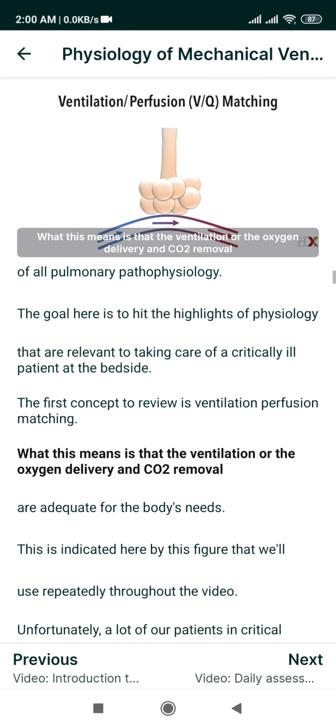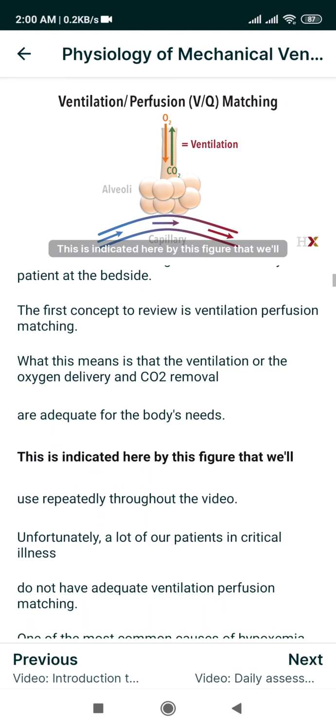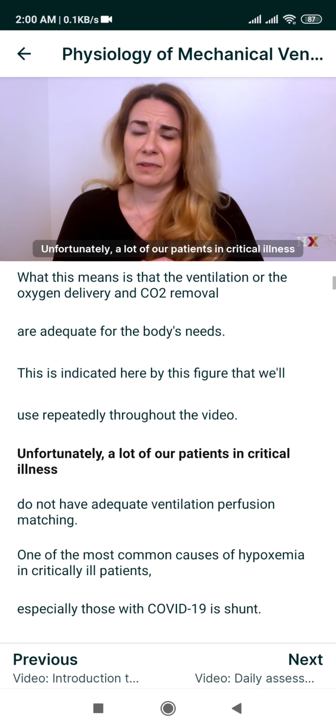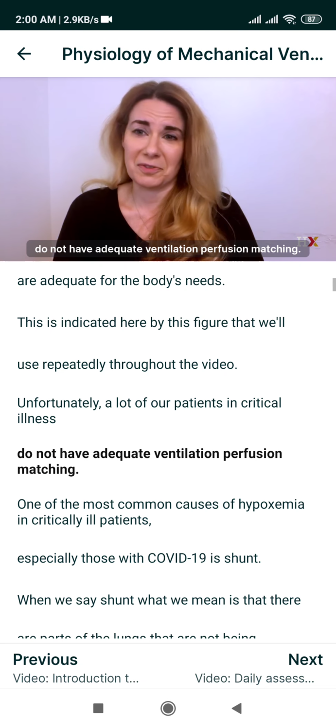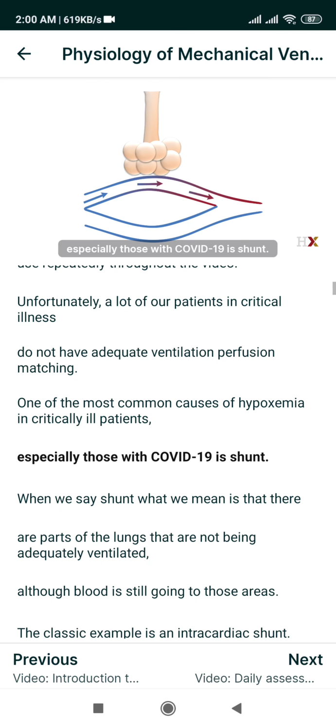What this means is that the ventilation, or the oxygen delivery and CO2 removal, are adequate for the body's needs. This is indicated here by this figure that we'll use repeatedly throughout the video. Unfortunately, a lot of our patients in critical illness do not have adequate ventilation-perfusion matching. One of the most common causes of hypoxemia in critically ill patients, especially those with COVID-19, is shunt.